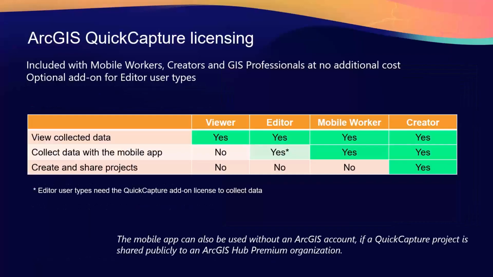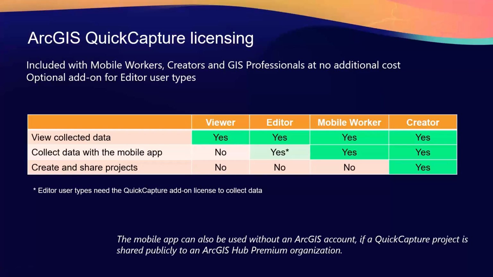From a licensing perspective, you need a named user, a creator specifically, if you want to create your own projects. You can see here that the creator can create and share projects. If you want to collect data with the application, you either need a mobile worker user type or an editor with an additional QuickCapture license.